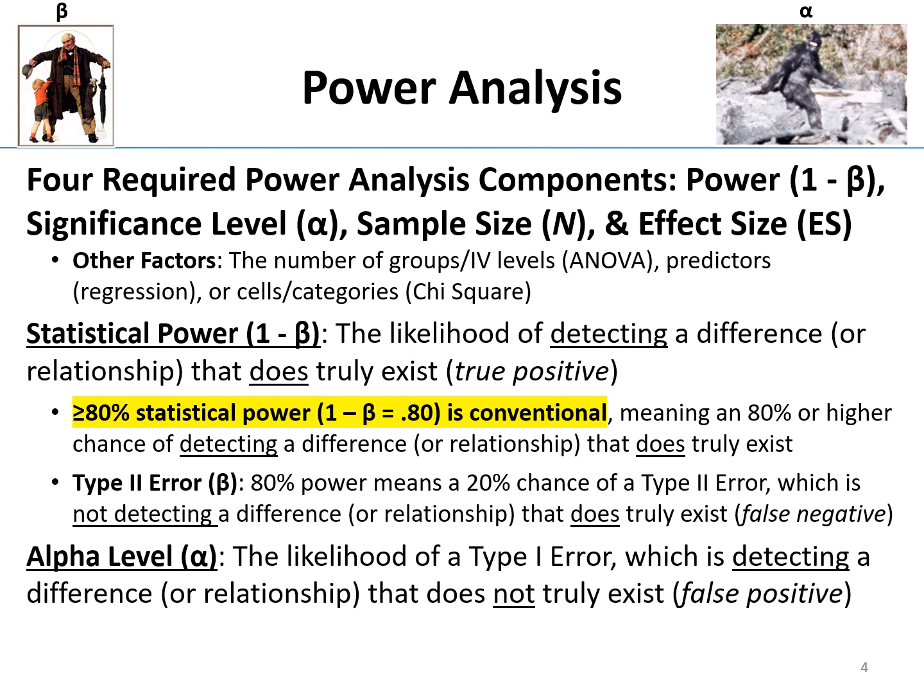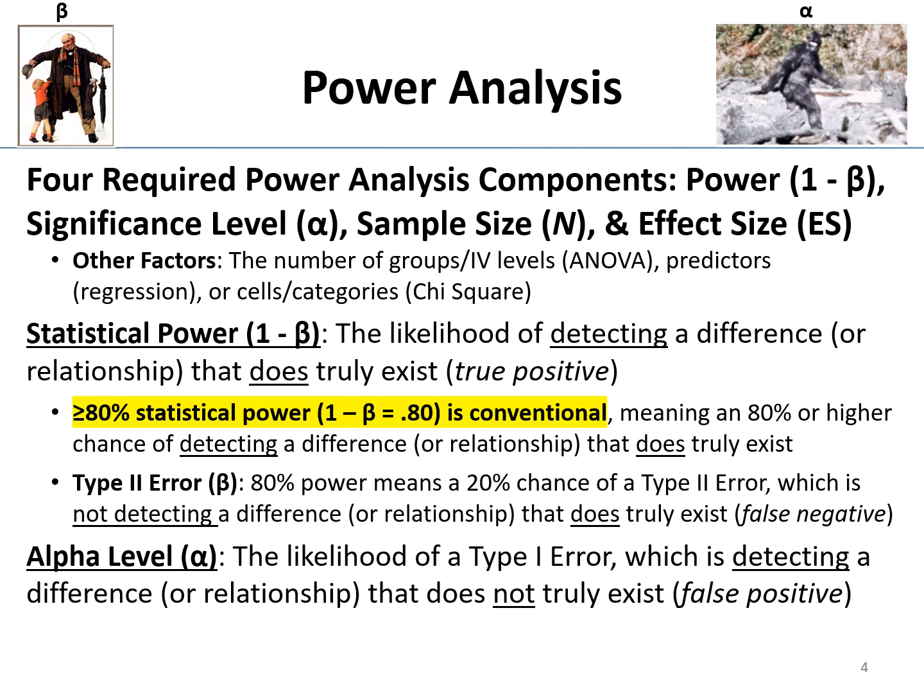Now, your alpha level, you should be really familiar with at this point in time. But just to review, it's your likelihood of making a type 1 error. What's that? Well, that is detecting a difference or relationship that does not truly exist.